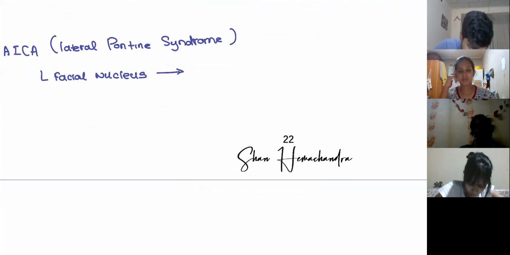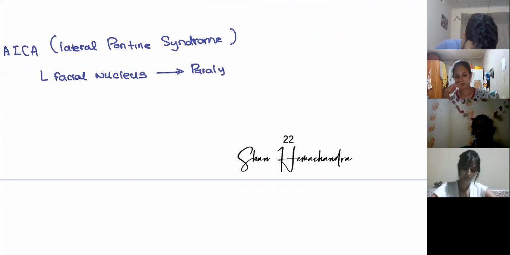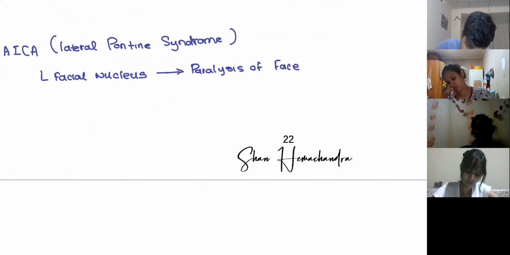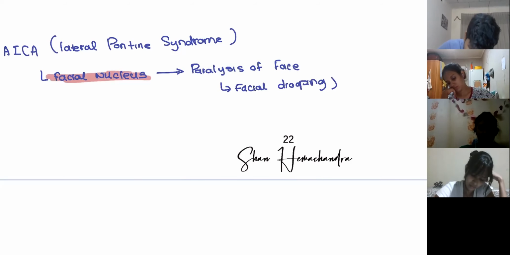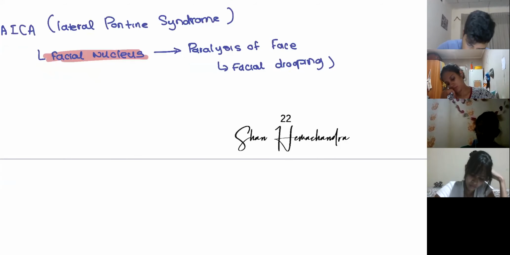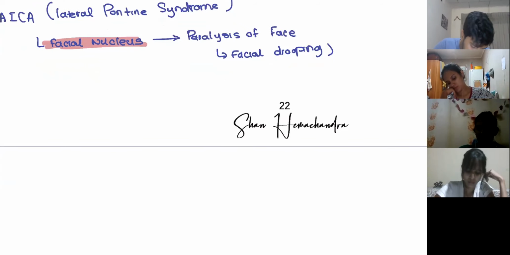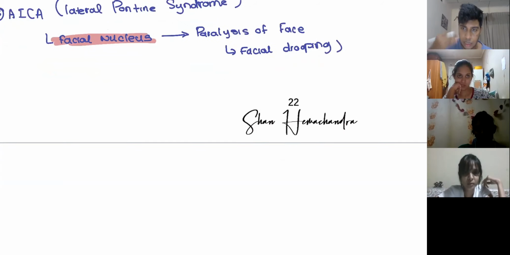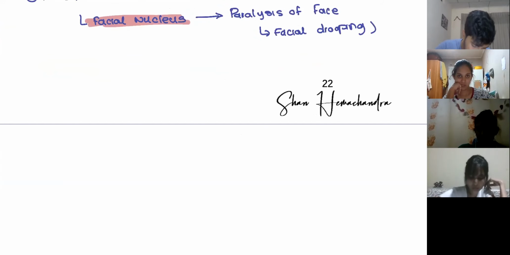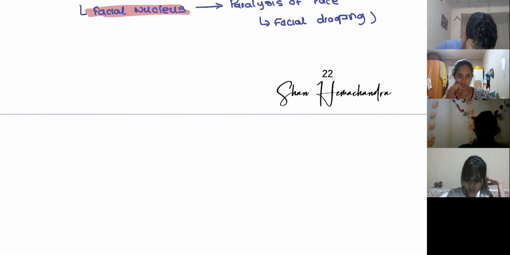Facial nerve is affected, so paralysis of face. There's going to be facial drooping. This is very important. Okay, facial drooping of one side. It is usually due to this. It's like facial palsy. I hope you guys know. Facial palsy, it'll be the same thing.